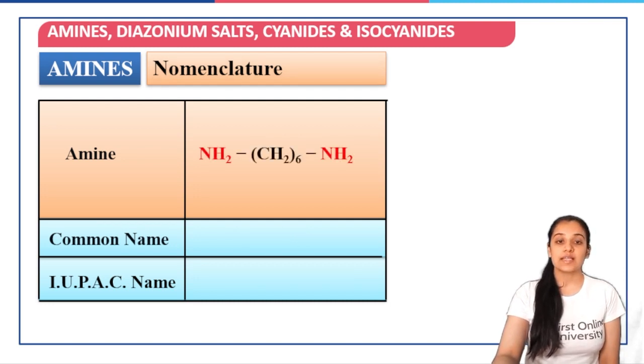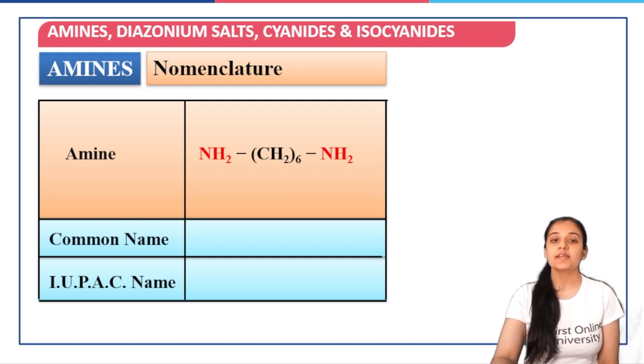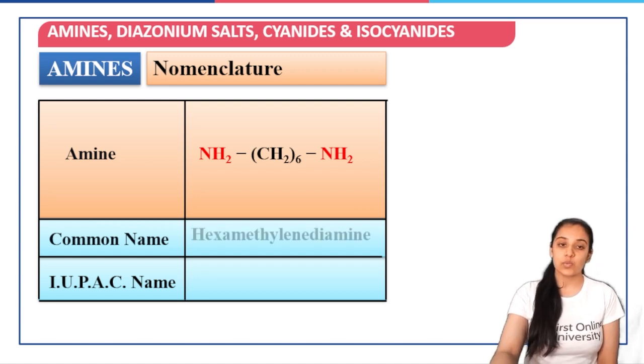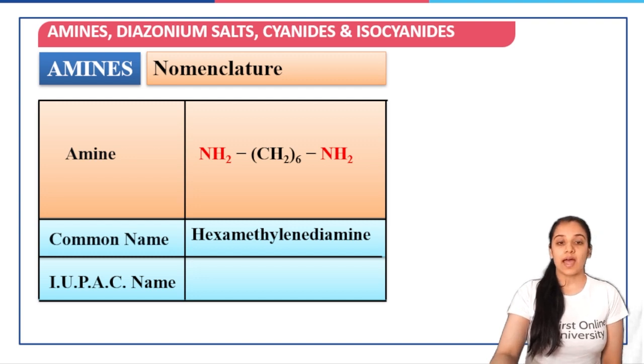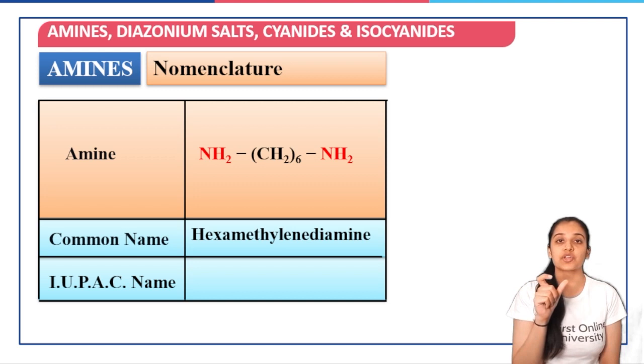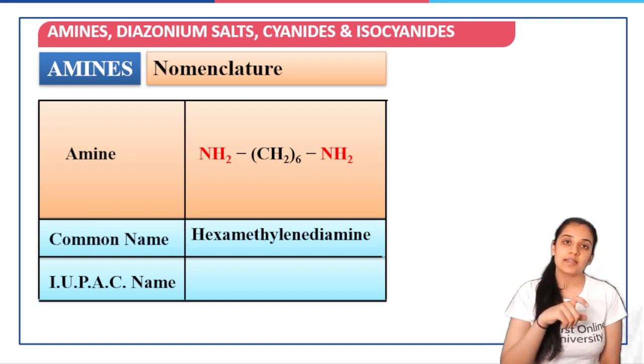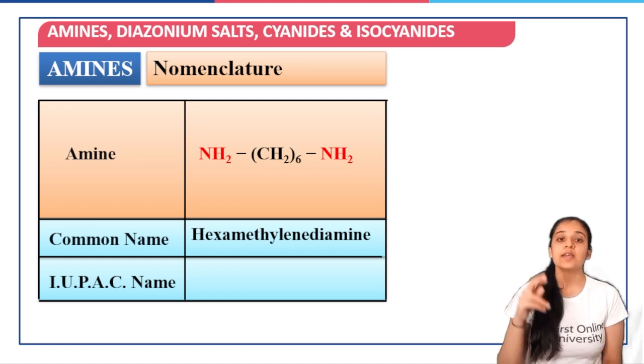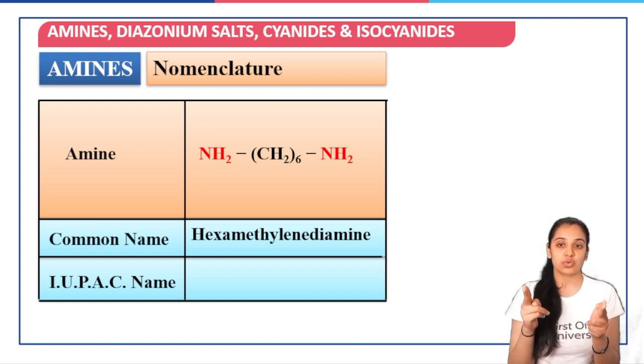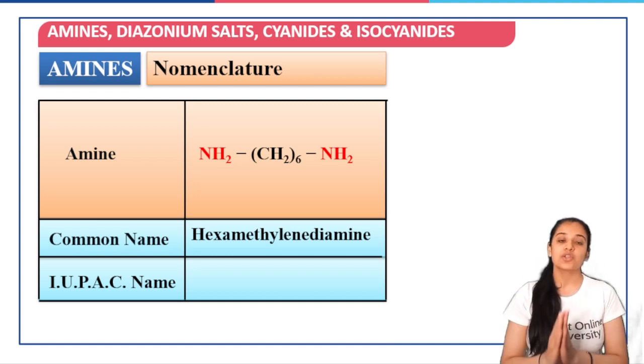Next compound is this. This is pretty simple. It looks very complex, but this is easy to answer. Hexamethylene diamine. These CH2 groups are methylene groups, and since they are 6 in number, it is hexamethylene, and since there are 2 NH2 groups, diamine. So this is how the common name is going to be given for this particular compound.